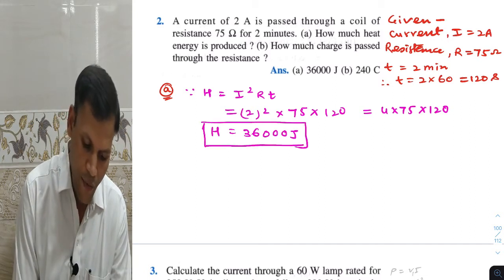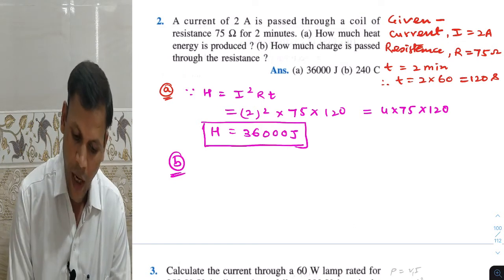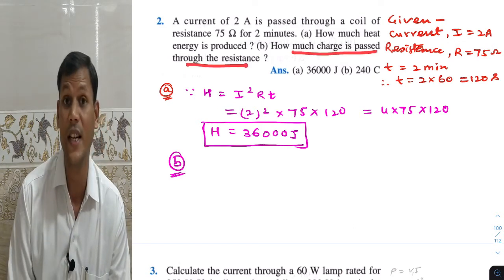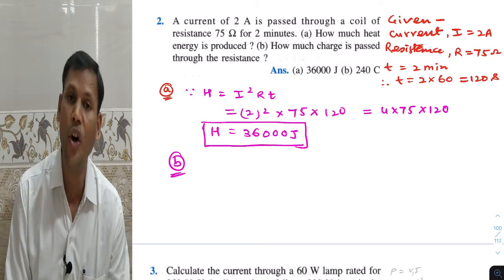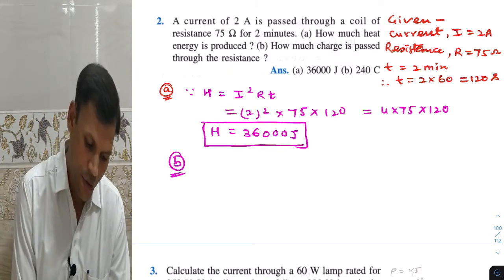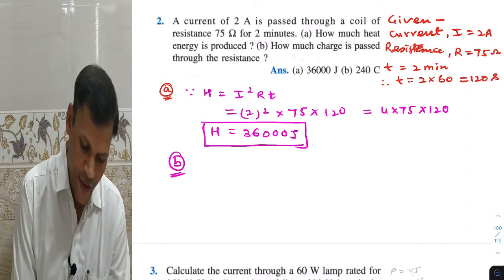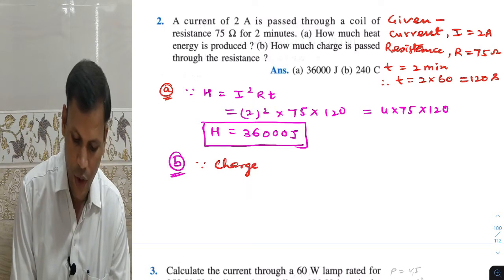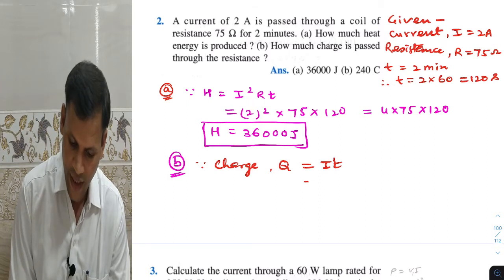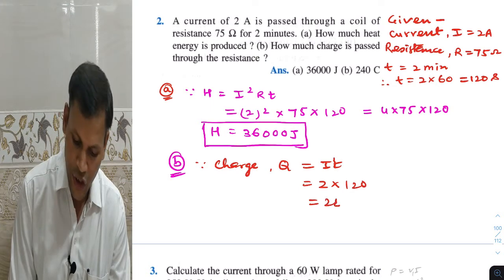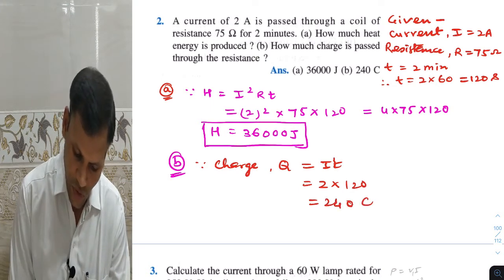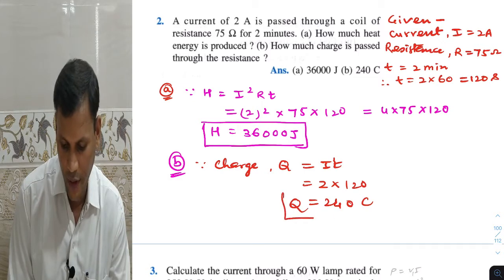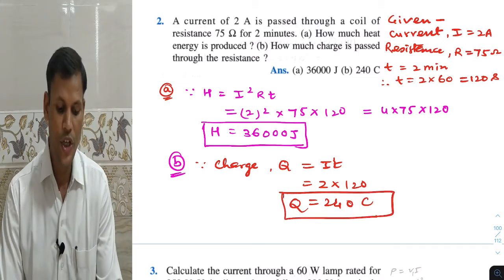Now in B part, what do we have to calculate? How much charge is passed through the resistance, meaning we have to find Q, and we know Q is equal to IT. So charge Q is equal to I into T. Current is 2 and time is 120. So it will be 240, and the unit of charge is coulomb. So Q will be 240 coulomb. Next sum, question number 3.